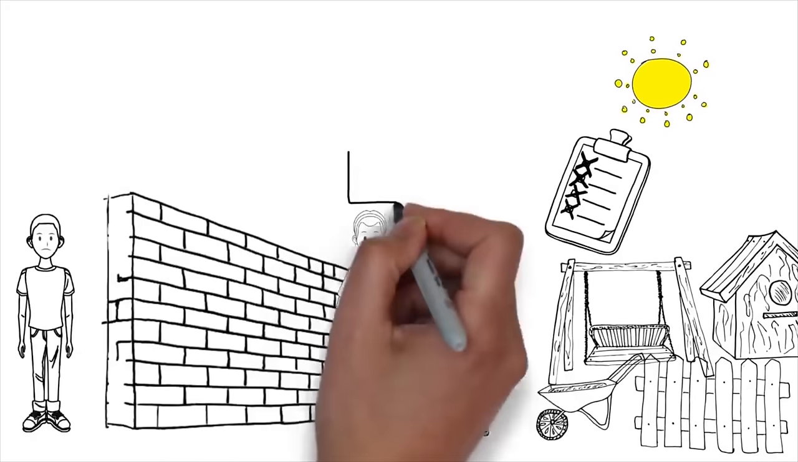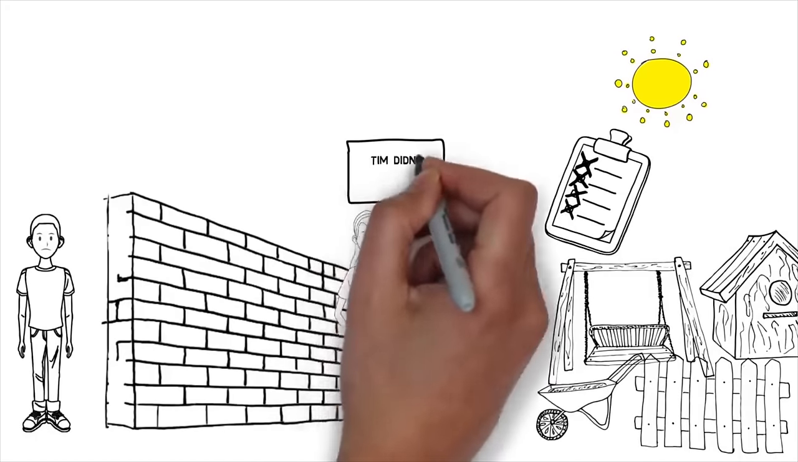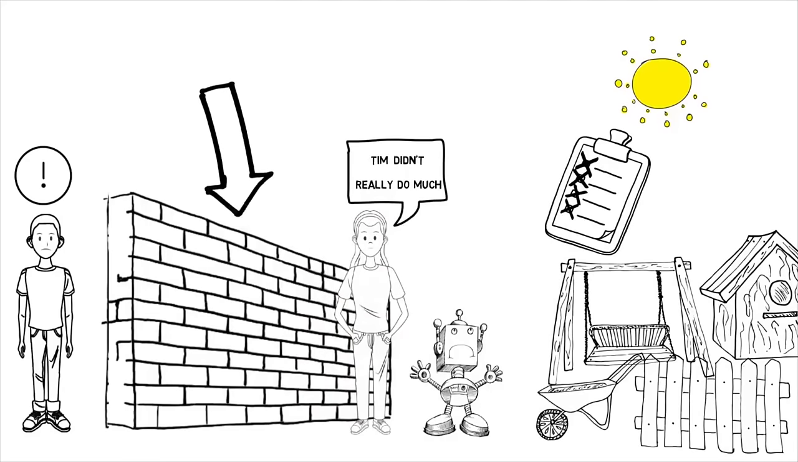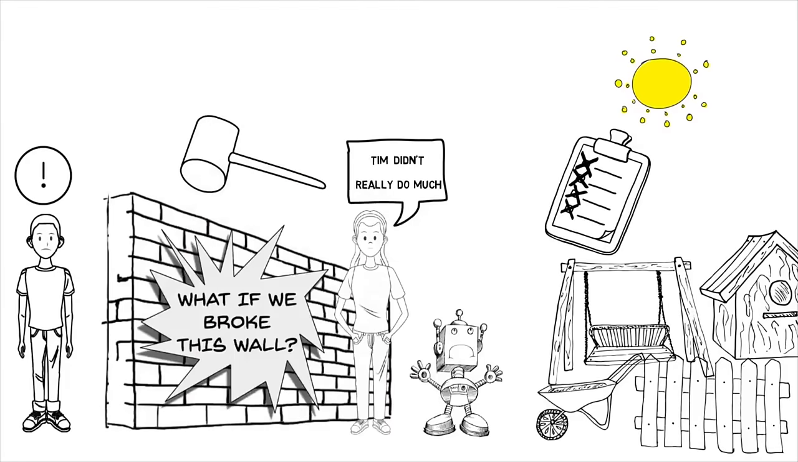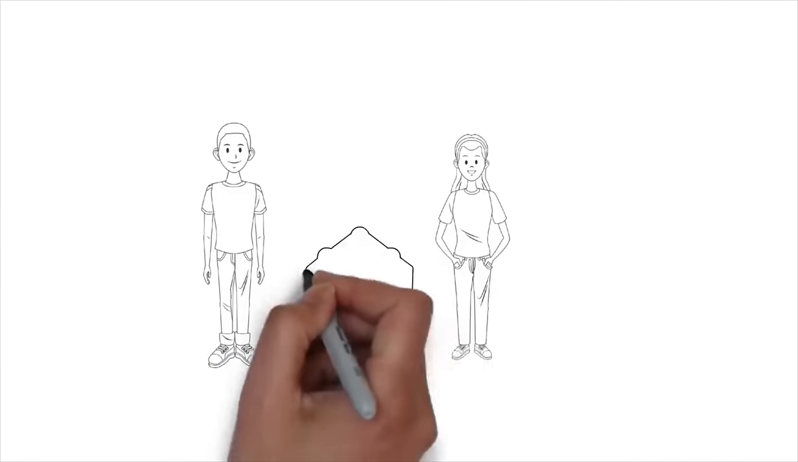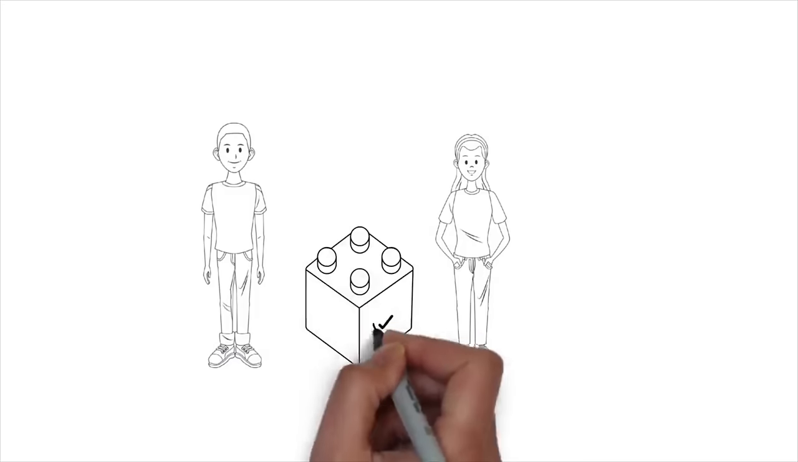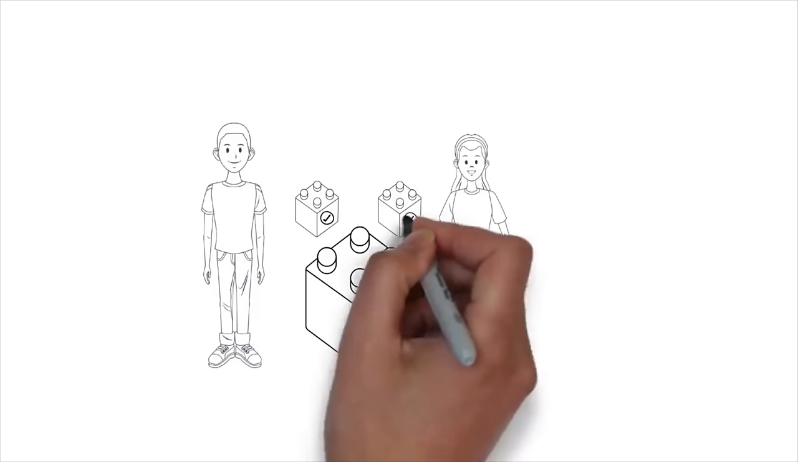Mia is now really annoyed and she has a lot to correct. And it seems to her as though Tim didn't really do much. This wall between them leaves the poor robot to bite the dust. Well, what if we broke this wall? Tim and Mia now work together in a common space. Tim develops each block of functionality of the robot, which is then immediately checked by Mia. Both are now working simultaneously instead of waiting on the other to finish their task.